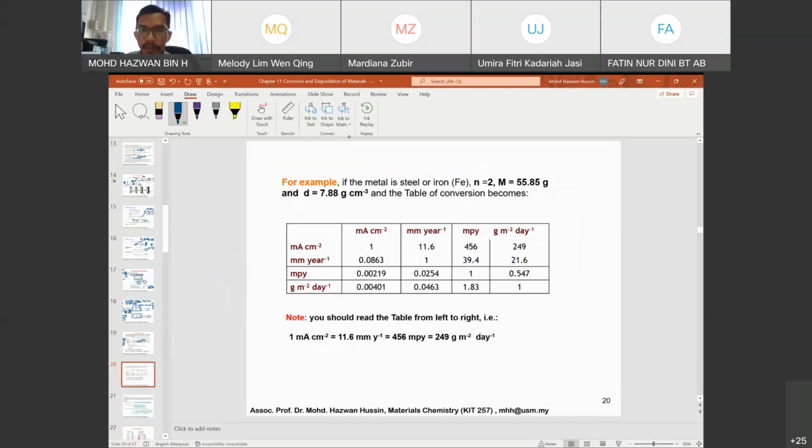So this is an example. You have a metal that has a valency of 2, atomic mass of 55.85, and density equal to 7.88 grams over centimeter cube. If it produces a corrosion rate, using potentiostat, equal to 1 milliampere over centimeter square, then it is equivalent to 11.6 mmpy. It is also equivalent to 456 MPY and also equivalent to 249 grams over meter square over day.